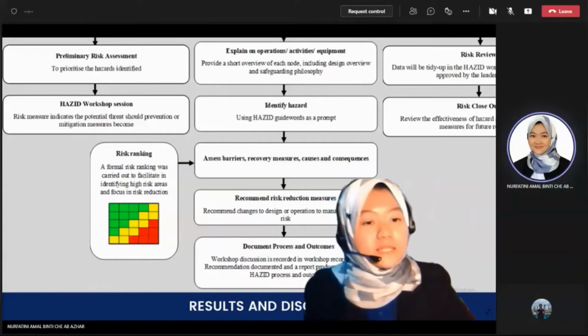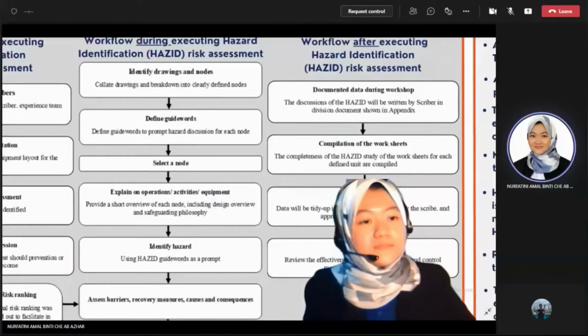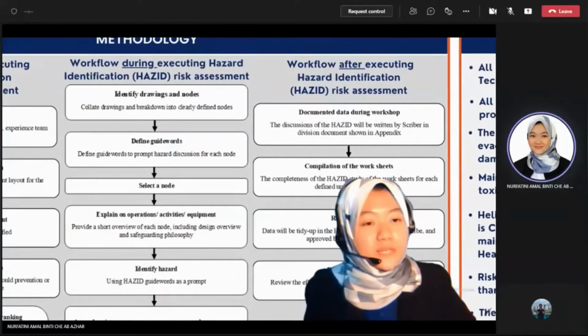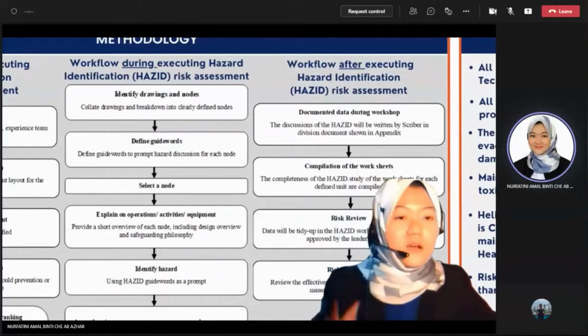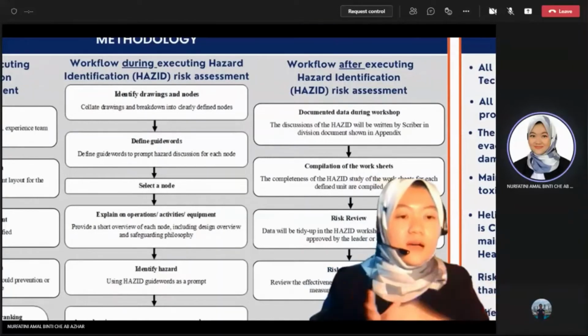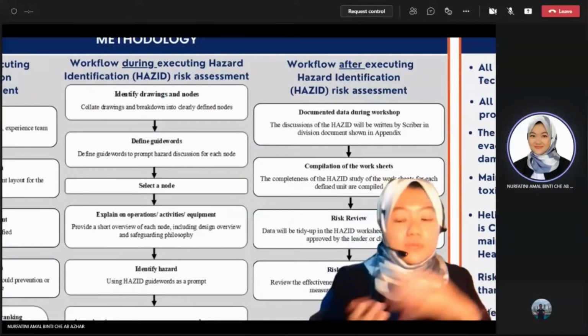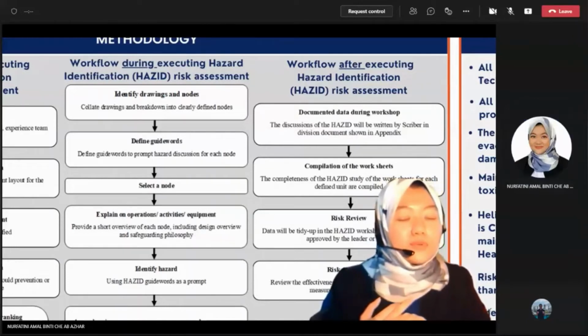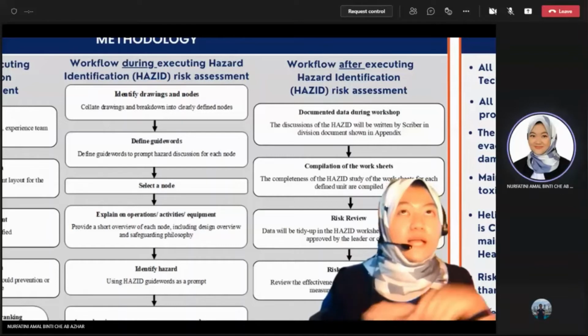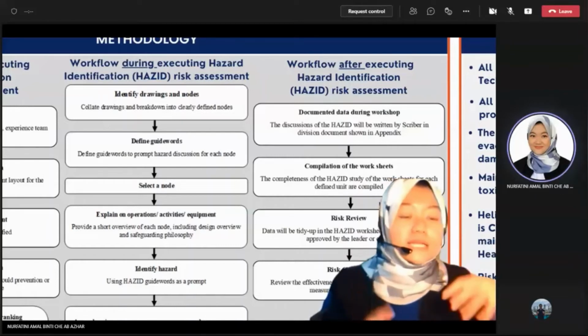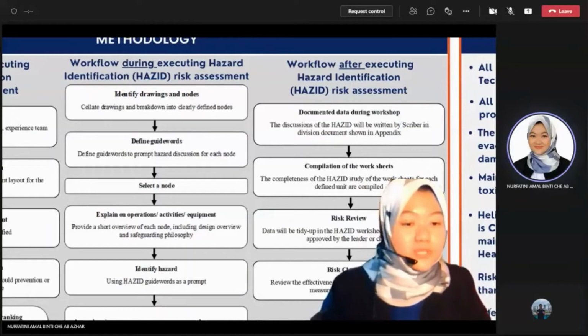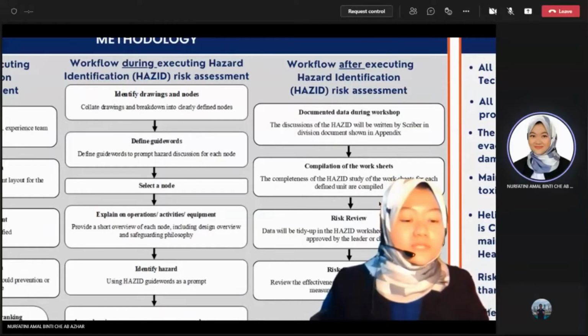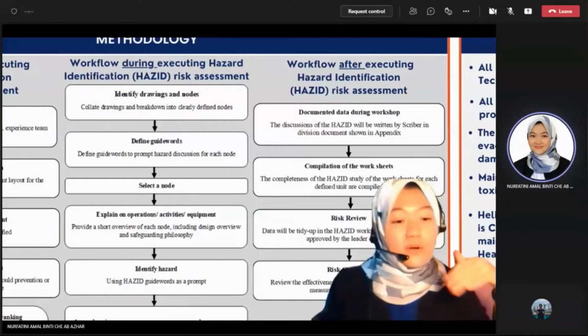And then all the data will be documented. After the workshop has been conducted, the discussion during the workshop will be documented and compiled. And then we will have risk review, where we have to get approval from the leader or the client for this project. And then for risk closeout, the documentation will be kept throughout the project for future references.